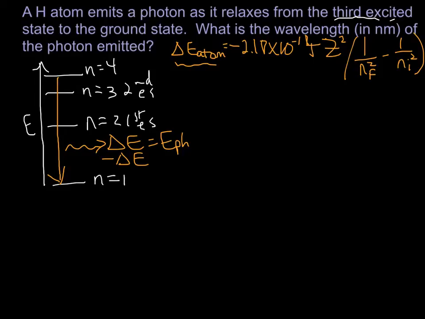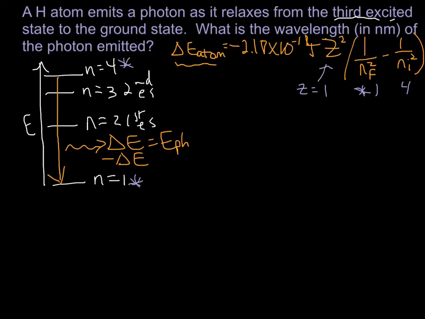Now these n's relate to the principal quantum number n. We are going from the third excited state, so n initial is equal to 4, and n final, because we're going to the ground state, is 1. And Z is the atomic number for whatever atom or ion we are looking at, and it's hydrogen, so Z is equal to 1. Let's plug things in and calculate the change in energy of the atom.